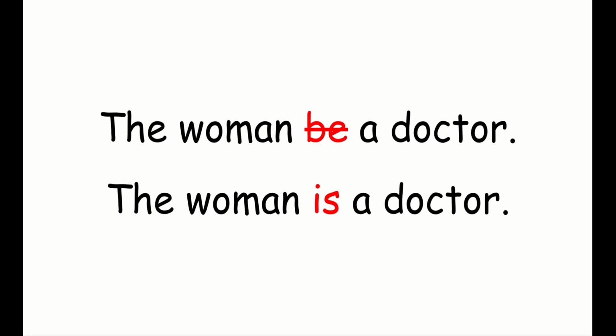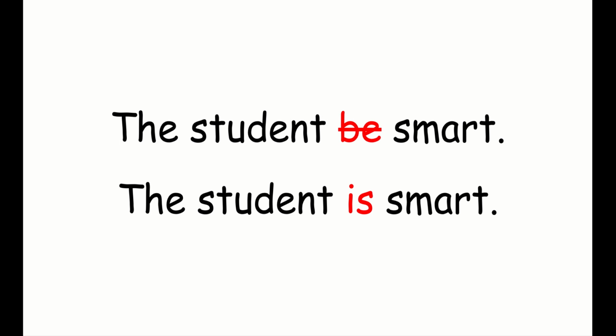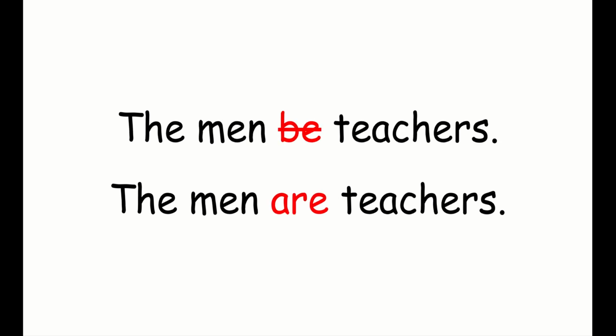Same thing here. The woman be a doctor is not the right way to say it. You would say the woman is a doctor. The student be smart would change to the student is smart when you conjugate the word be to agree with who you're talking about. The men be teachers. We wouldn't say the men is teachers. The word be changes and conjugates depending on who you're talking about, depending on the grammatical person of the sentence.